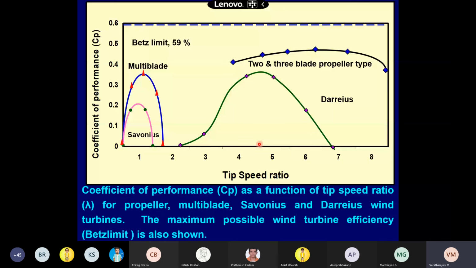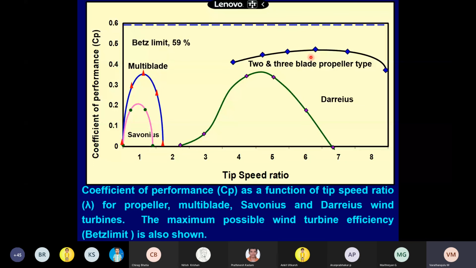For the Savonius, the tip speed ratio is 0.5, then the COP should be equal to 0.2. When it has multi-blade, then it is equal to 0.35. And for the 2 and 3 blade propeller type, when the tip speed ratio is 6 or 7, the COP is equal to 0.45. This is the maximum COP of the 2 and 3 blade propeller type.